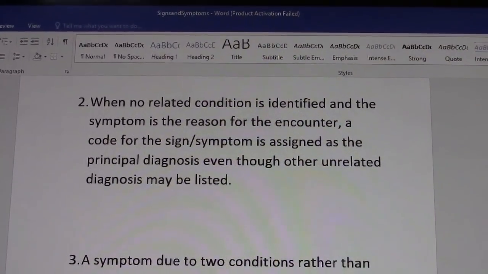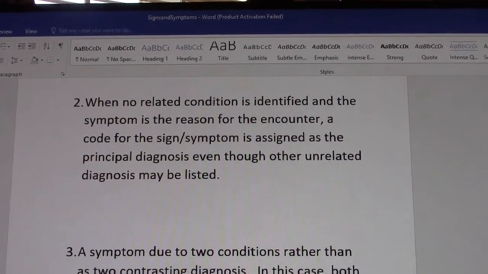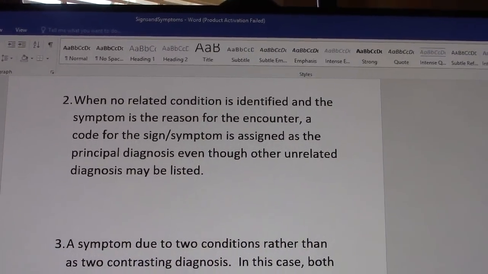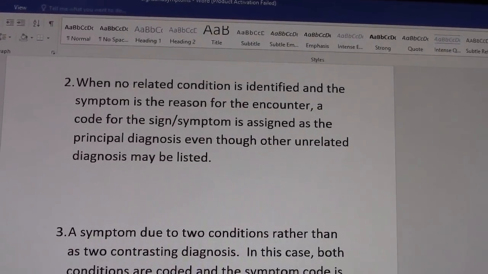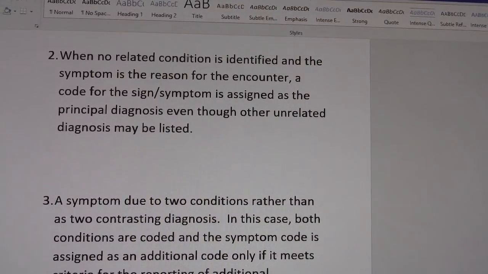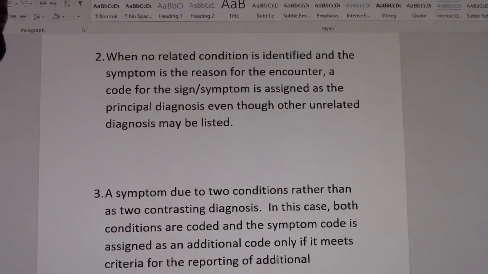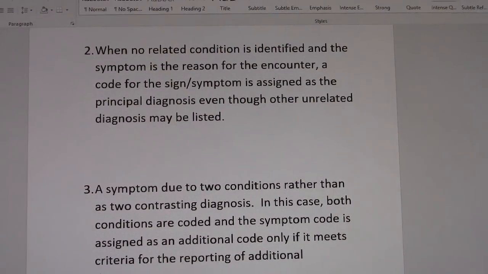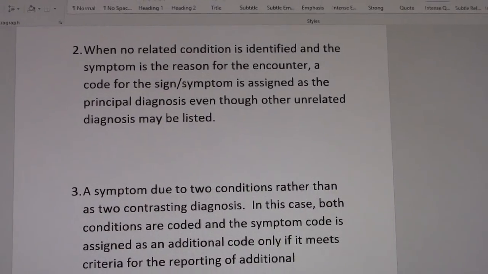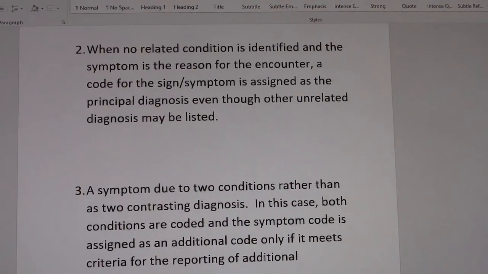Number 2. When no related condition is identified and the symptom is the reason for the encounter, a code for the sign or symptom is assigned as the principal diagnosis, even though other unrelated diagnoses may be listed. How do I explain that to you? Let's say, for example, a patient is admitted with tachycardia. We know what that means, right? Their heartbeat is racing. An EKG is done, but it does not provide any conclusive evidence of the type of tachycardia or any underlying cardiac condition.